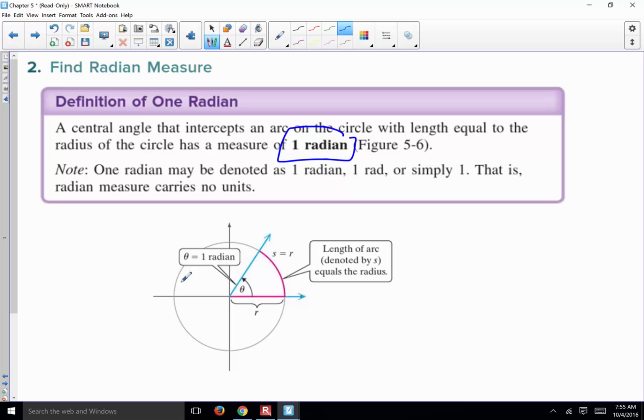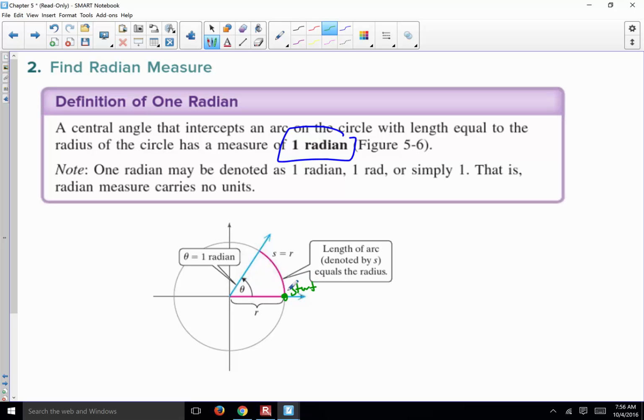Usually the entire circle consists of 360 slices or 360 degrees, right? So the total was 360. Now we are going with a different kind of measurement. 1 degree is 1 out of 360 slices. You slice it up, but radian is different. 1 radian is a lot bigger than 1 slice of pizza. It's a lot bigger.